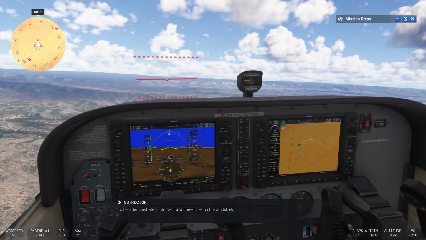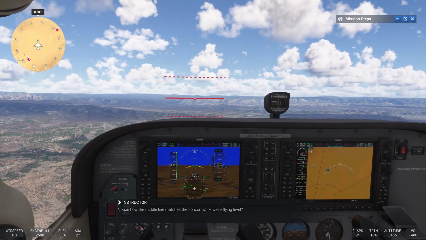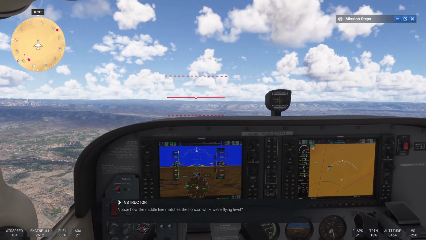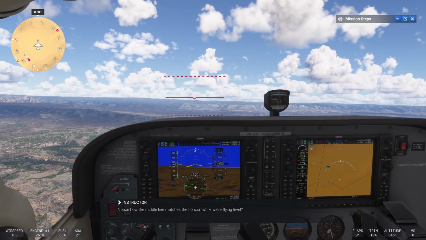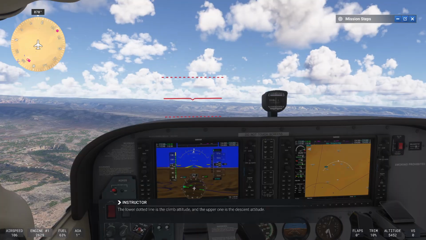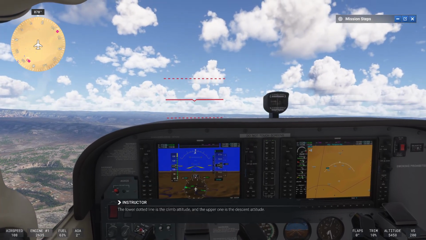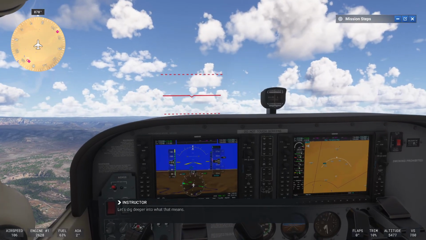To help demonstrate pitch, I've drawn 3 lines on the windshield. Notice how the middle line matches the horizon while we're flying level? This is the cruise attitude. The lower dotted line is the climb attitude, and the upper one is the descent attitude. Let's dig deeper into what that means.